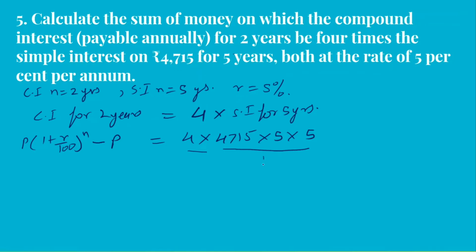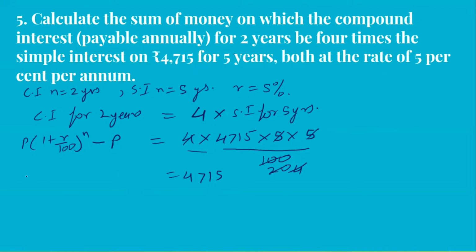So upon 100. Simplify this: 5 ones are 5, and 5 20s are 100, 5 ones are 5 and 5 4s are 20. This 4 and 4 got cancelled. We get 4,715 as the compound interest. Okay, so this is the same. Now further, solve this further.